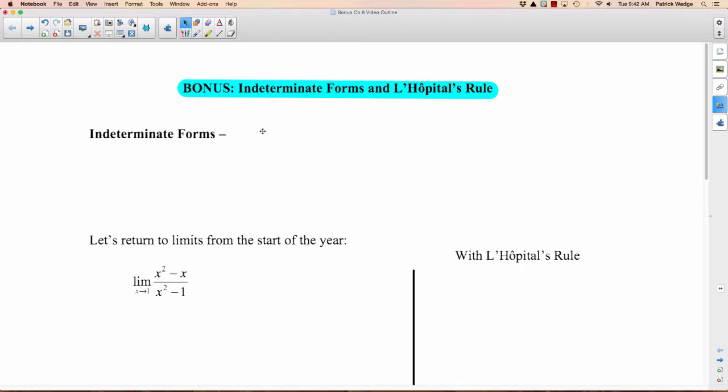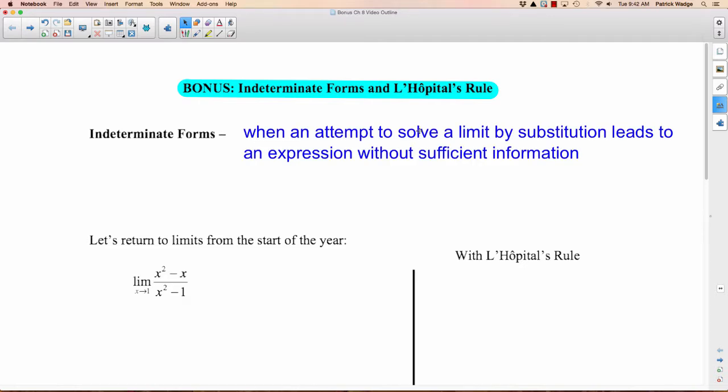You know, when we did limits way back when, we found that the first strategy to try to evaluate a limit was just to substitute right into it, and we hoped that it would work, and often it didn't. When you attempt to solve a limit by substitution, and it leads to an expression without sufficient information, in other words, it doesn't work, that's called an indeterminate form.